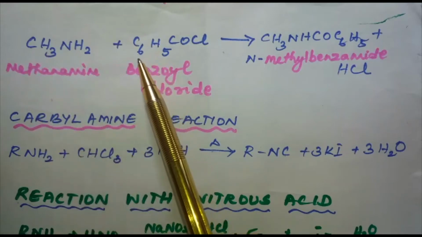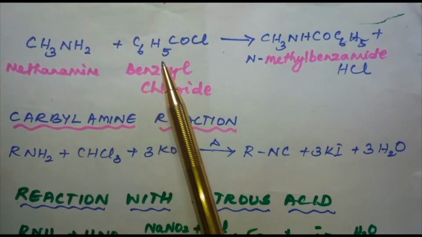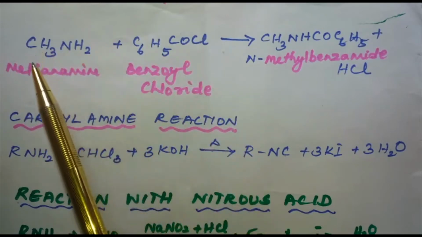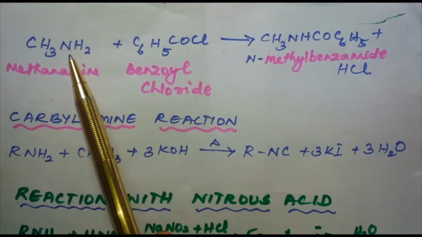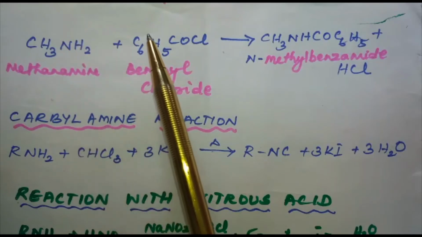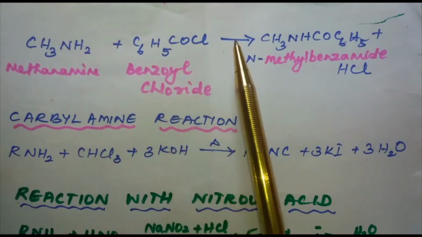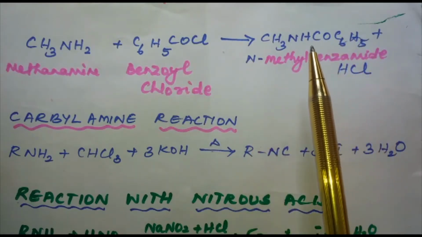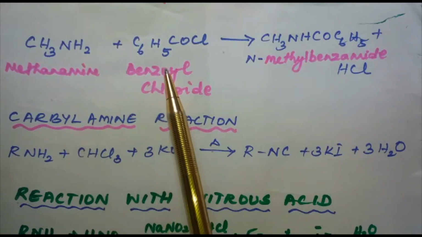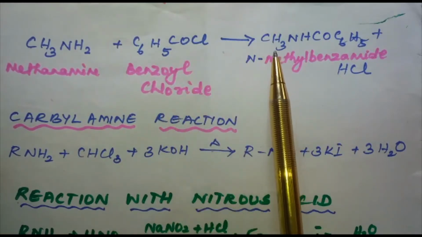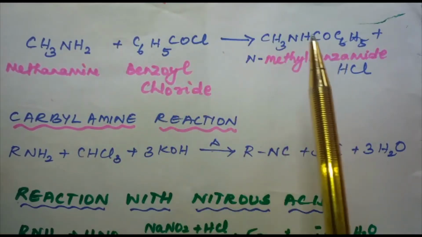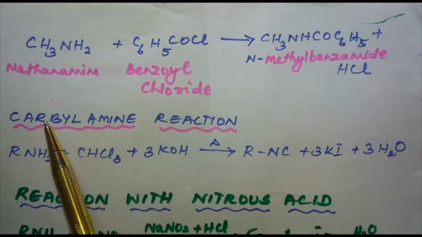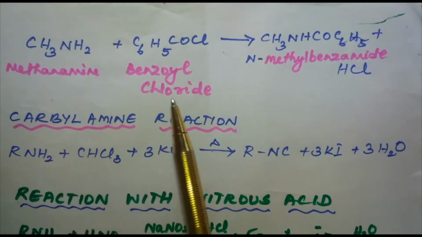Amines react with benzoyl chloride, formula C6H5COCl. This is methanamine, methylamine its common name, methanamine its IUPAC name. Amines react with benzoyl chloride, and this reaction is known as benzoylation. When methanamine reacts with benzoyl chloride, we get N-methyl benzamide.